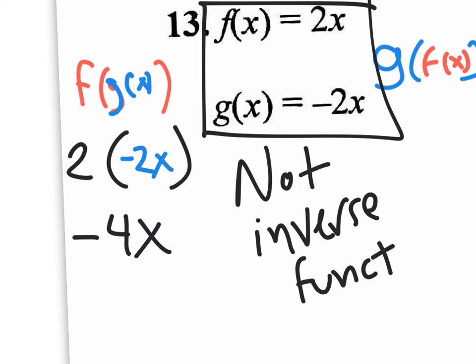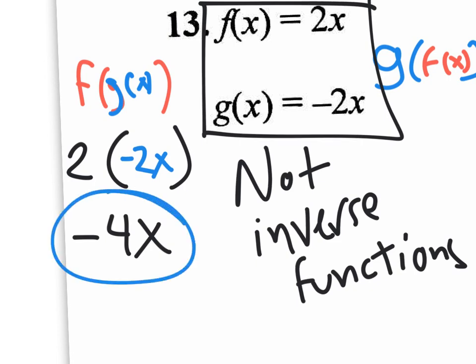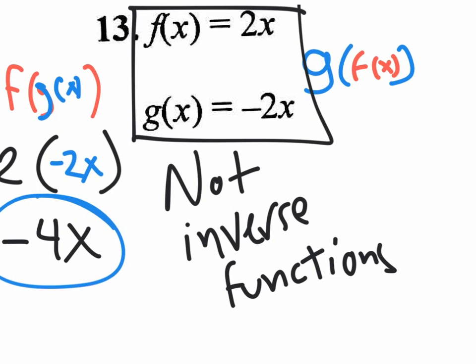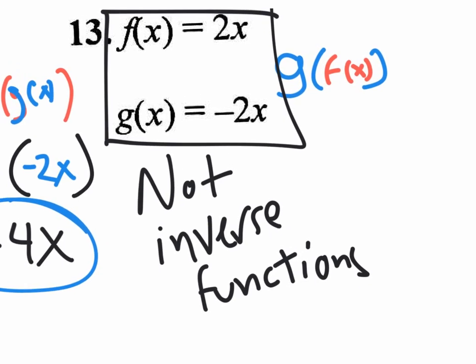They're not inverse functions. Because if they were inverse functions, you'd end up with just x, and this is clearly not just x, it's negative 4x. So keep in mind, everything needs to cancel out except your x. If you have a number, they're not inverse functions. All right, everything needs to cancel out except x. So we don't even have to go and do g of f of x, because we already know it didn't work for one of them, so we know that they're not inverse functions.